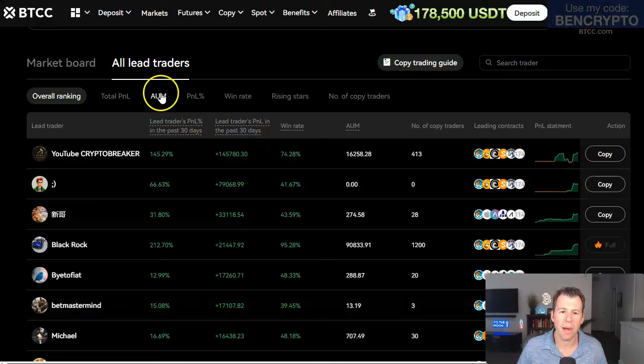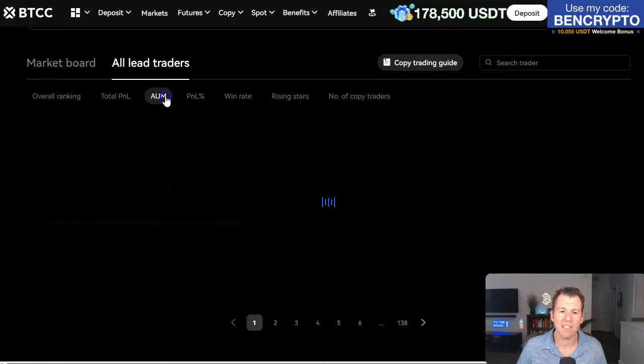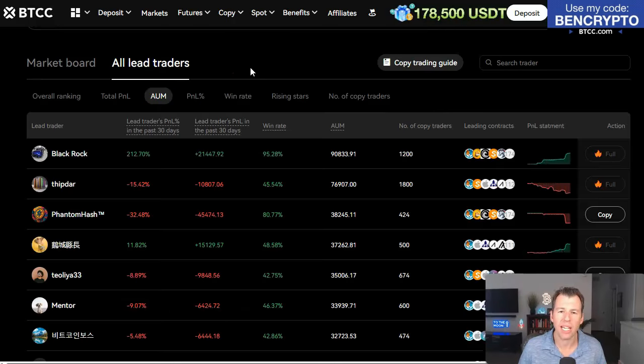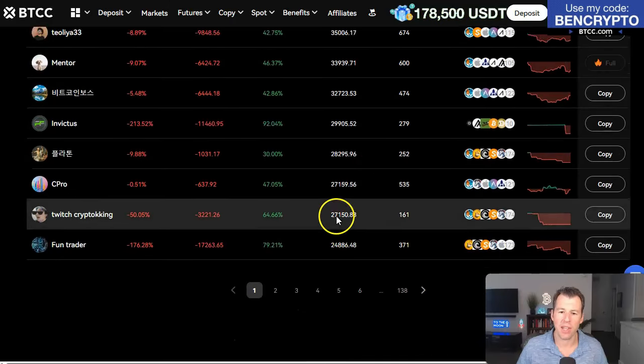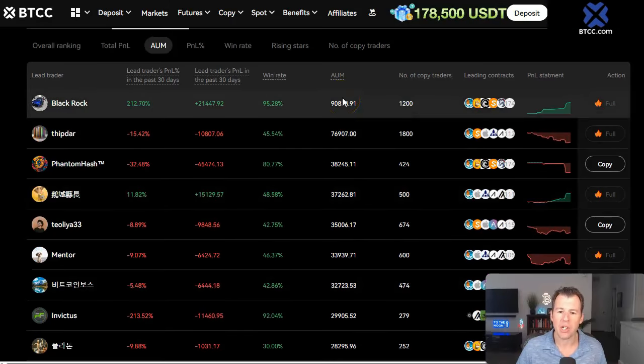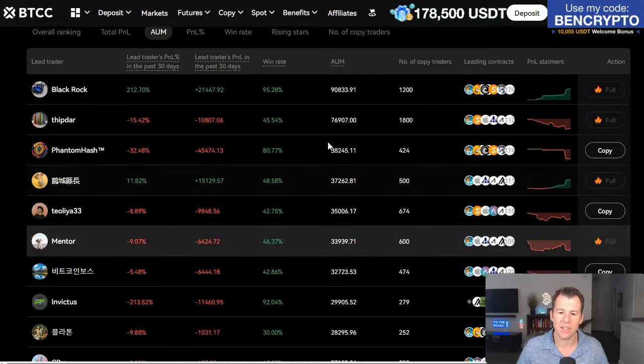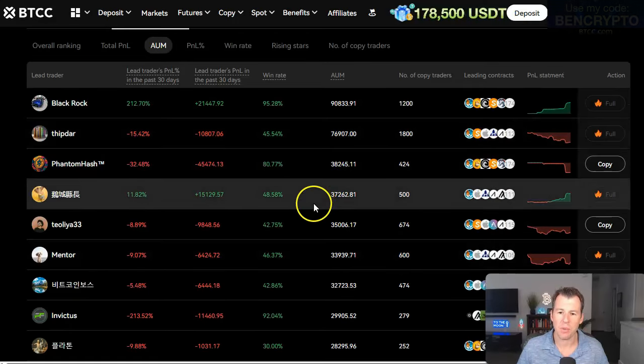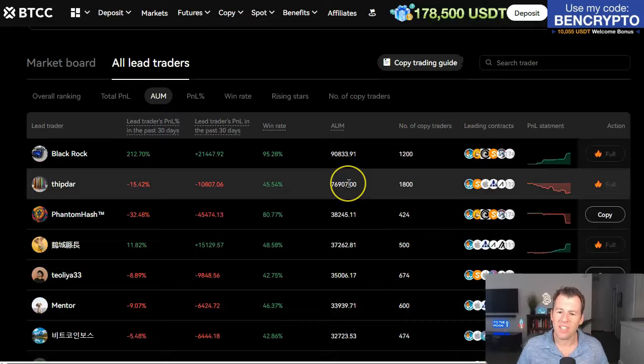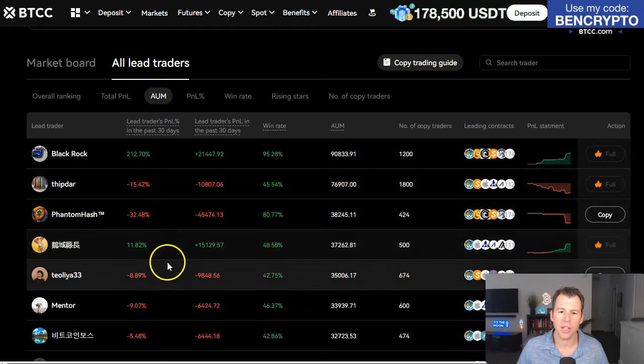So I'm going to first sort by AUM up here, assets under management, because I only want to be looking at the biggest traders who have a lot of skin in the game and a lot of people copy trading them. And you can see all these traders on page 1, now they have between about $25,000 and $90,000 assets under management. That's pretty good. They all appear to have at least 200-300 copy traders trading them. So this is good stuff.